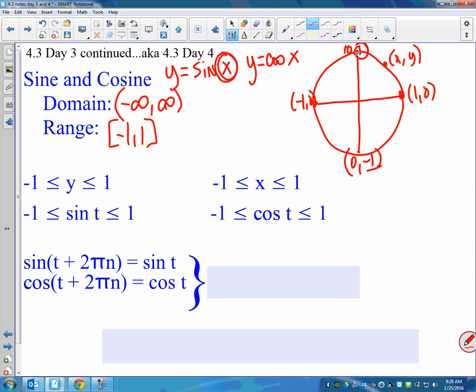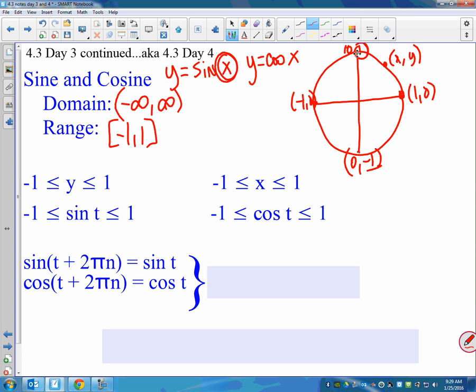So we know y is sine, so we can say sine is between negative 1 and 1. We know cosine is x, so we can say cosine is between negative 1 and 1. And we've kind of already talked about this. We just haven't put this word with it. But why does this work? Why does the unit circle work for anything?